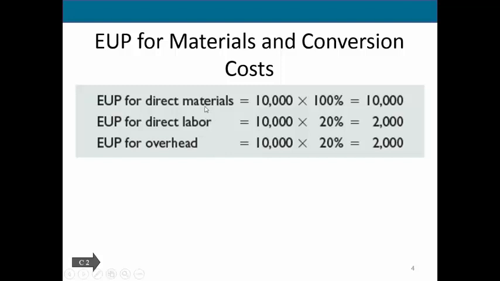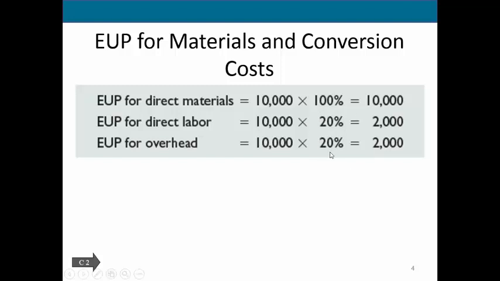Because once we put our direct materials into the system, we're done. We're not going to continue putting direct materials in. We put them in and they move through the process, but you only put them in one time. So once they're in, they are 100% complete as far as direct materials are considered. Our conversion costs, however, our direct labor and our overhead, those things happen throughout the process. So this is where we're going to see different percentages of completion.